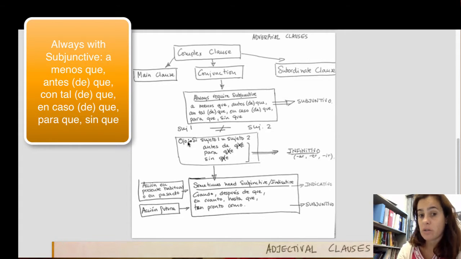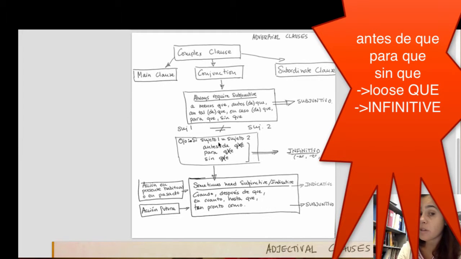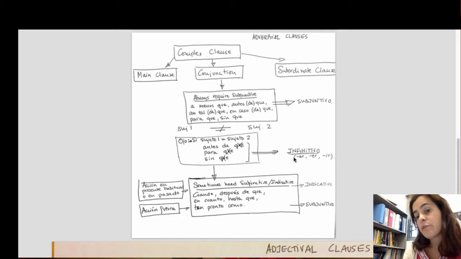But watch out, ojo. If subject number 1 is the same as subject number 2, conjunctions as antes de que, para que o sin que lose the que. And then they use an infinitive instead of a subjunctive. Infinitive, remember, is a verb that ends up in an AR, ER, or IR.